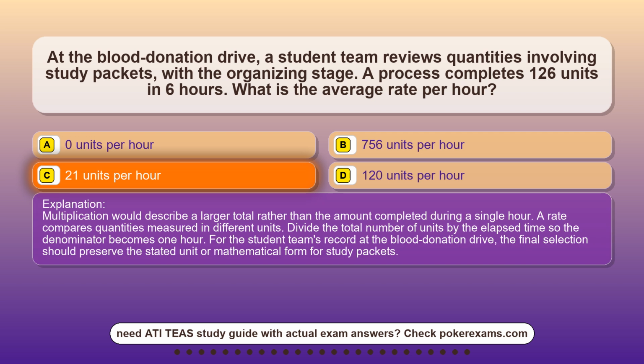Multiplication would describe a larger total rather than the amount completed during a single hour. A rate compares quantities measured in different units. Divide the total number of units by the elapsed time so the denominator becomes 1 hour. For the student team's record at the blood donation drive, the final selection should preserve the stated unit or mathematical form for study packets.